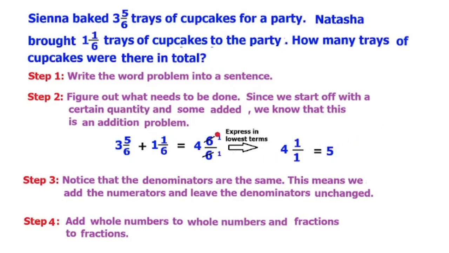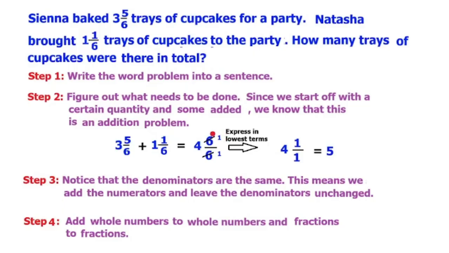So we know that 6 fits into 6. So we cross those out, and we know that 6 fits into 6 once, and 6 fits into 6 once as well for the denominator. So that leaves us with 4 and 1/1. 1/1 is just the same as 1.